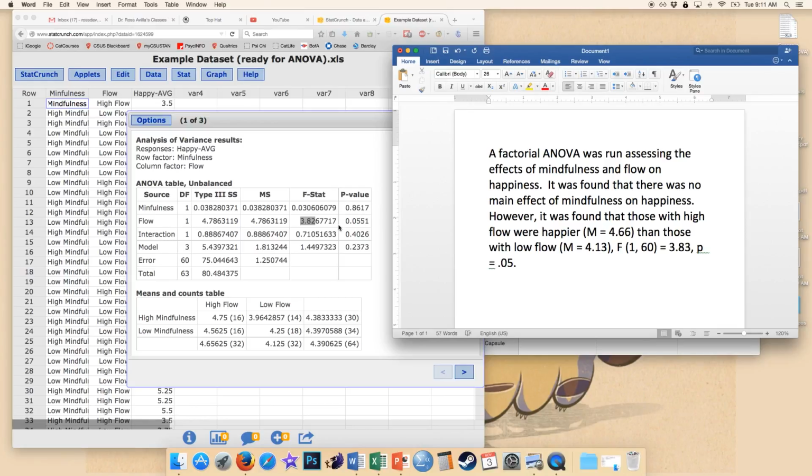Now, if p was really below this, let's say it was below 0.0001, then you just put p is less than 0.01, because you can only ever round to the hundredth place. And the other thing we want to do is just italicize all the statistical acronyms here.